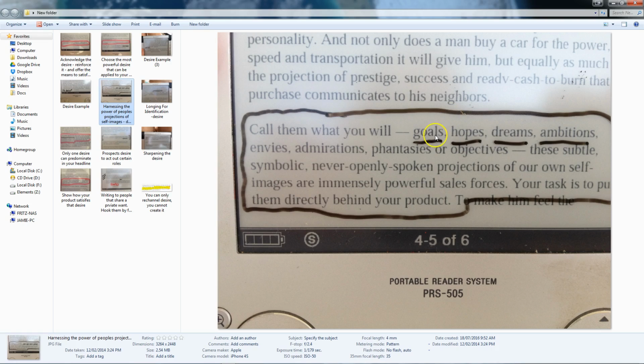Call them what you will: goals, hopes, dreams, ambitions, envies, admirations, fantasies, or objectives. These subtle, symbolic, never openly spoken projections of our own self-images are immensely powerful sales forces. Your task is to put them directly behind your product. So, again, using this lawnmower example, how can we do this?